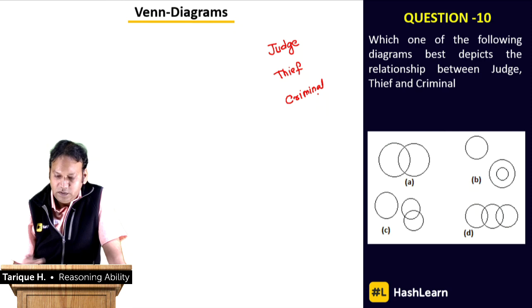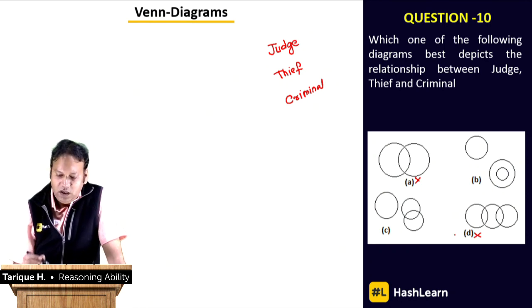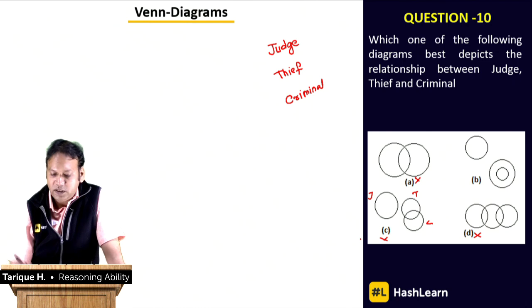So A is definitely out because there are only two diagrams here. Now we can't have an overlap between judge and thief and criminal, so D is obviously out. Now if we say this is judge, this is thief, and this is criminal, that's also not possible, because that would suggest that some thieves are not criminals, which is not right. The correct answer is B.